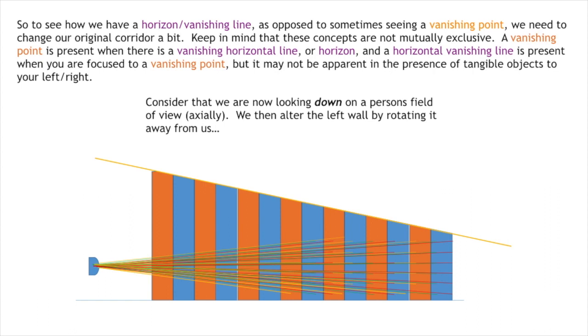Keep in mind that these concepts aren't mutually exclusive. A vanishing point is present when there is a vanishing horizontal line or a horizon. In other words, if you just see a straight horizontal line, there is still a point there in the middle that things will ascend to, let's say from the top down, vertically intersecting with your eye. And a horizontal vanishing line is present when you focus on a vanishing point, but it may not be apparent in the presence of tangible objects to your left or right.